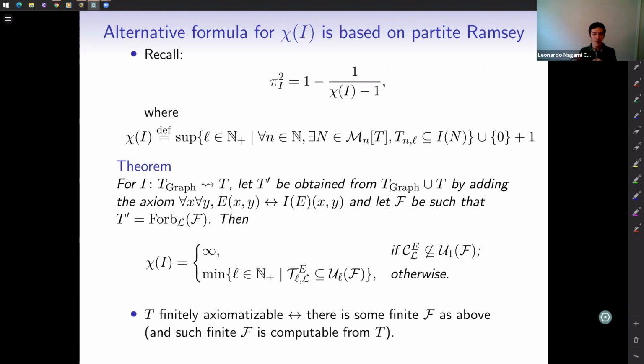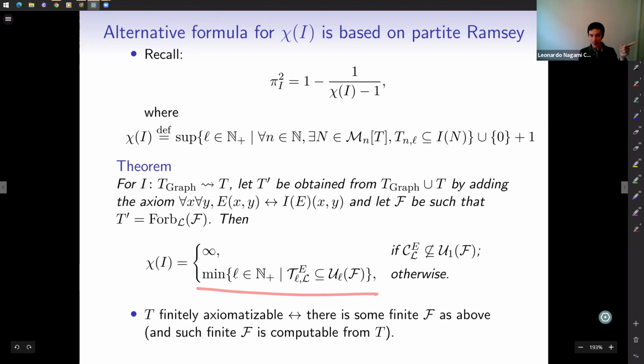And we have seen that these are completely computable for each member of my family, and my family is finite. So I can compute these, and I can compute this chromatic number as follows. I first check if this is true. If it is, then it's infinity. Otherwise, I find the least L such that this holds.